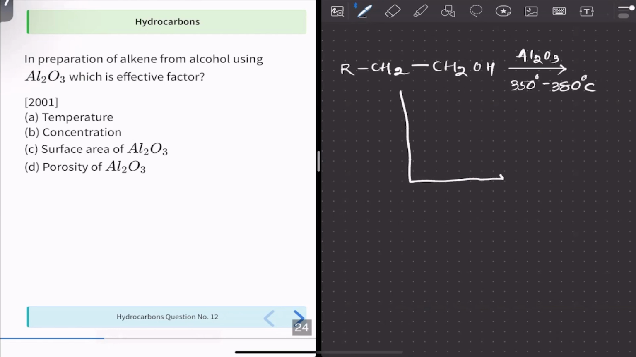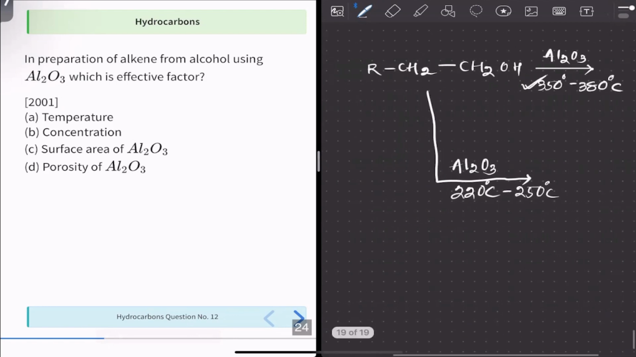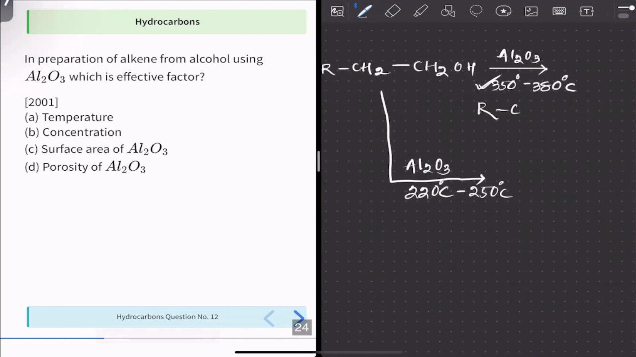or it can be given at Al2O3 at 220 degrees Celsius to 250 degrees Celsius. In these two different temperature ranges, there will be different products from this single alcohol. For the higher temperature range, that is 350 to 380 degrees Celsius, there will be an alkene as a product. Okay, there will be production of alkene. Who is alkene? RCH.